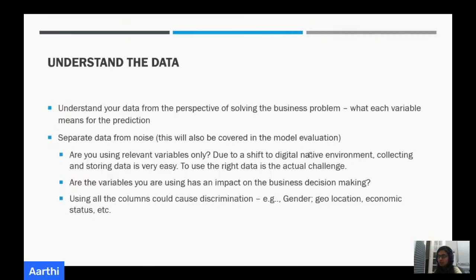And using all the columns could also cause discrimination. This is something that has been getting a lot of attention in the recent past: the models carrying the bias of human beings as well. So the models are also discriminating as much as we do. Especially gender, race, economic status, etc., are all very sensitive data, and be very careful in using those in model building.